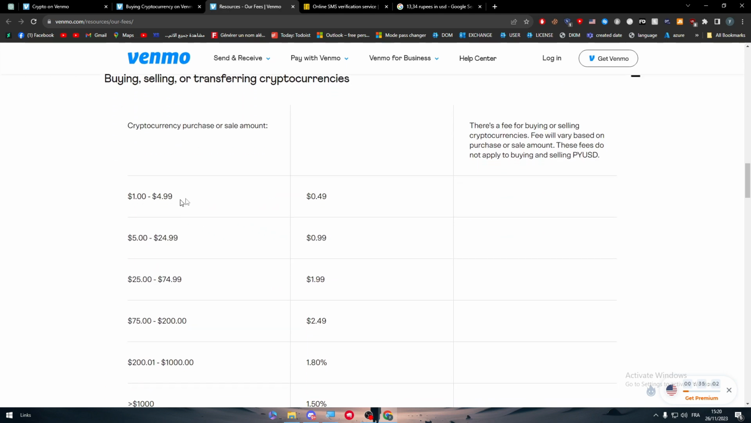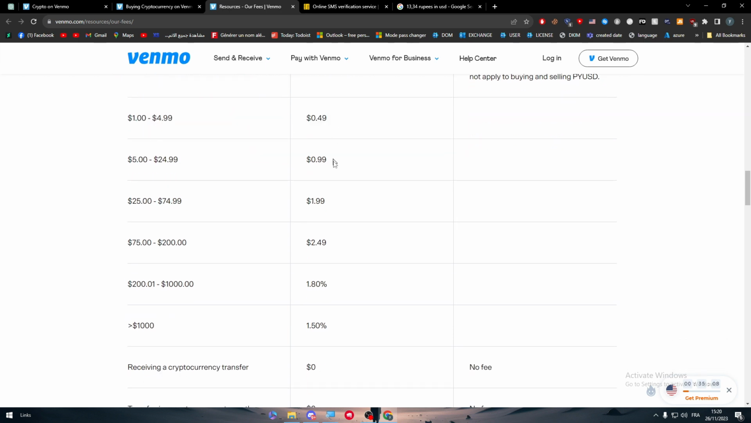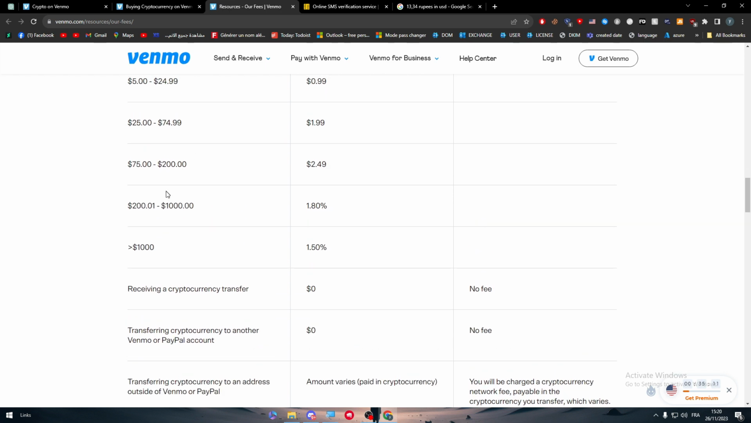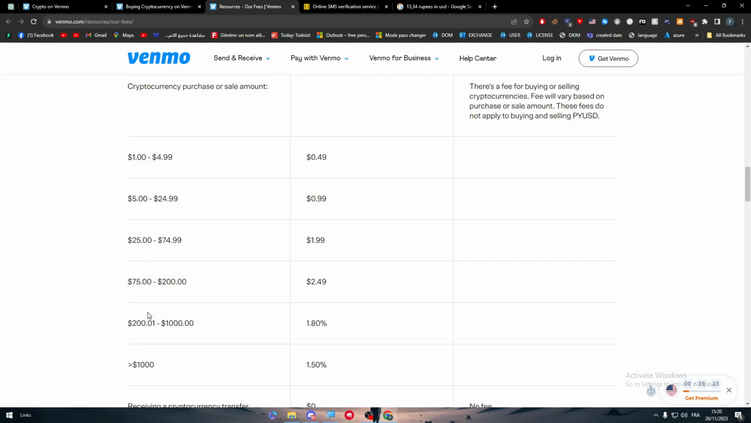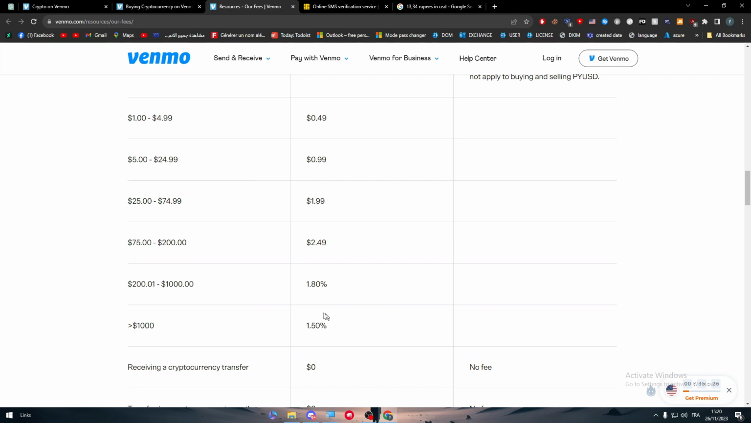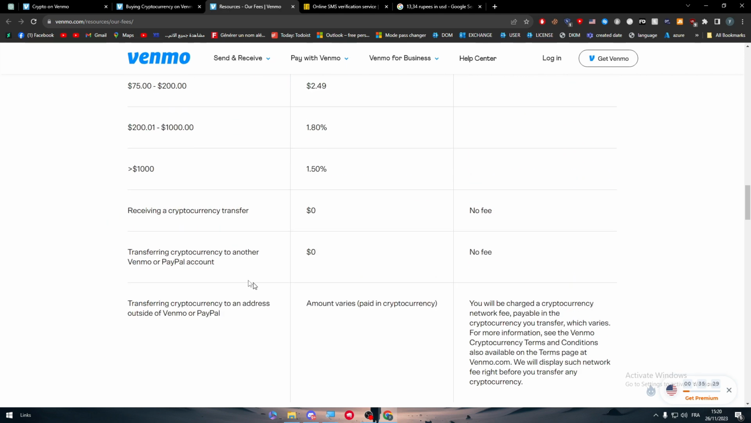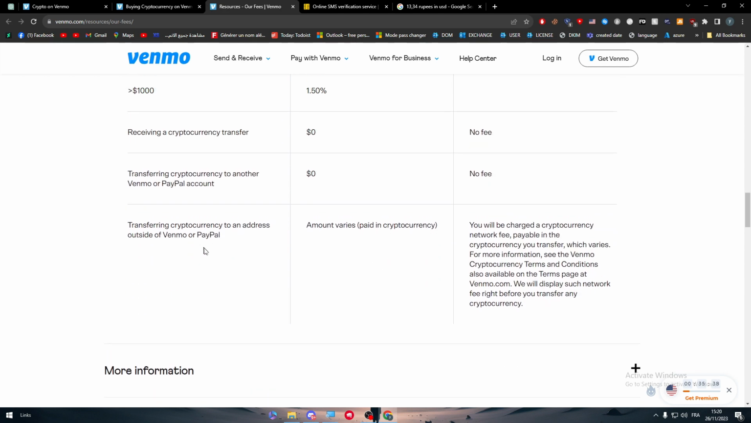So here there are some cryptocurrency fees. For crypto purchase or sale amounts of $1 to $5, it will cost you 0.49. Let's say more than 1k, it's going to take 1.5%. If around 201k, 1.8%. So the more you put, the more they take. Receiving a cryptocurrency transfer will be with no fees, and transferring cryptocurrency to another Venmo or PayPal account will be with no fees. Transferring cryptocurrency to outside of Venmo or PayPal, the amount varies and is paid in cryptocurrency. So put that in mind, guys, as well.